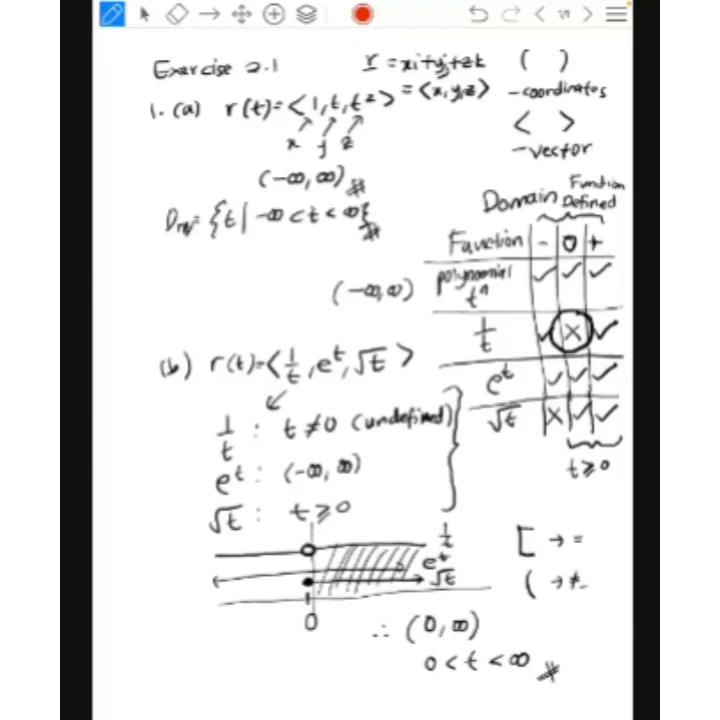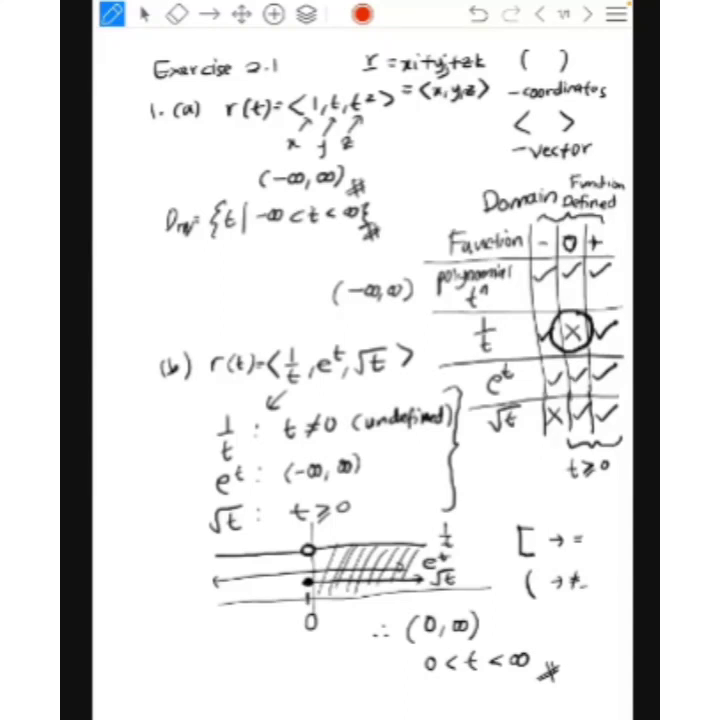Okay, so far you can get the idea of how to solve for the domain, right? Do you have any questions so far? No, Doctor. Yeah, okay.